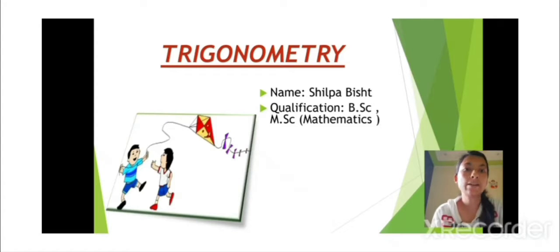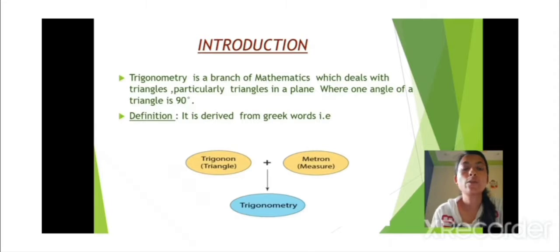So without wasting further time, let's start our maths topic, that is trigonometry for class 9th and 10th. So first of all, we have to know what is the meaning of trigonometry. Basically, trigonometry is a branch of mathematics which deals with triangles, particularly those triangles whose one angle is 90 degree, that means right angle triangle. The word trigonometry is derived from the Greek words trigonon and metron. Trigonon means triangle and metron means measure. So basically trigonometry is the measurement of triangle.